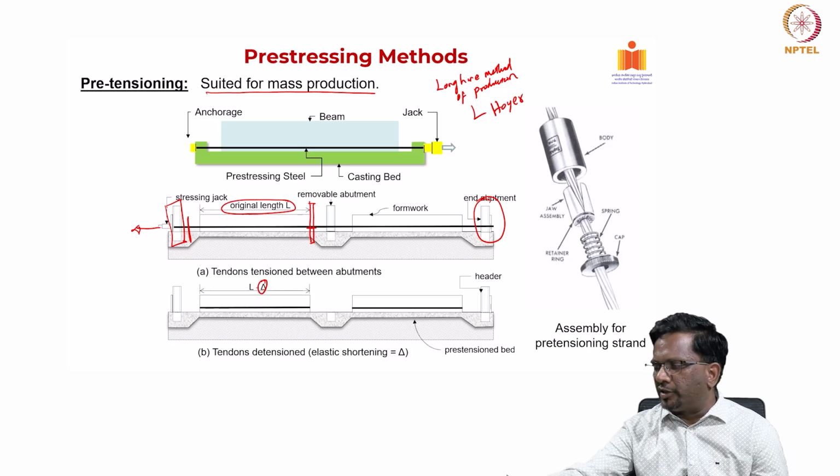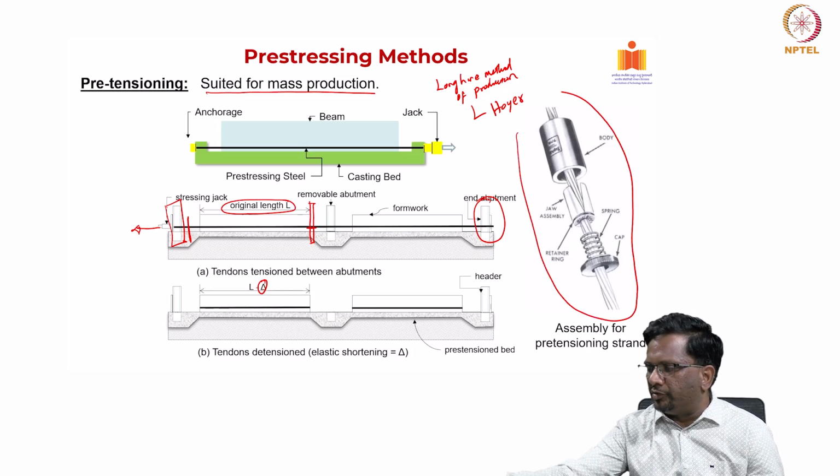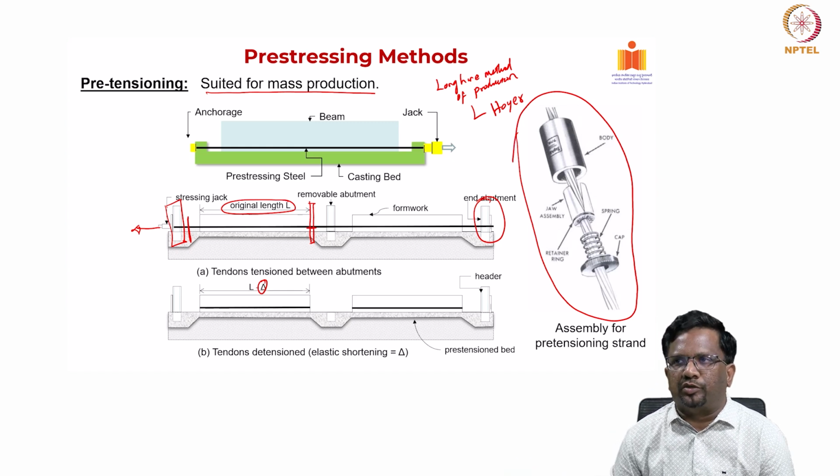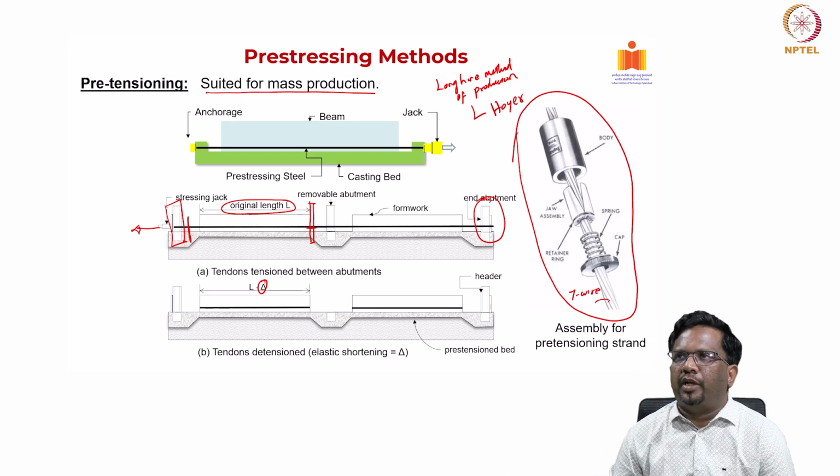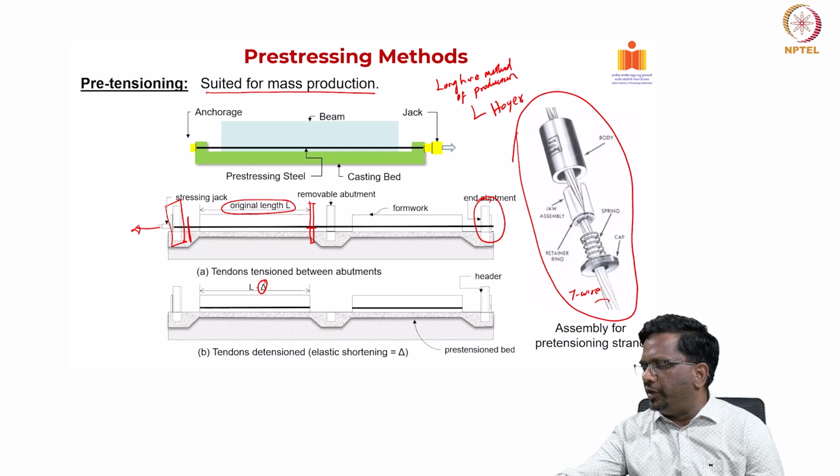Now this is the system that is typically used, a very commonly used system, which is an assembly of a prestressing strand. This is a strand, and usually the strands are 7-wire strands, and you have this kind of a wedge system.